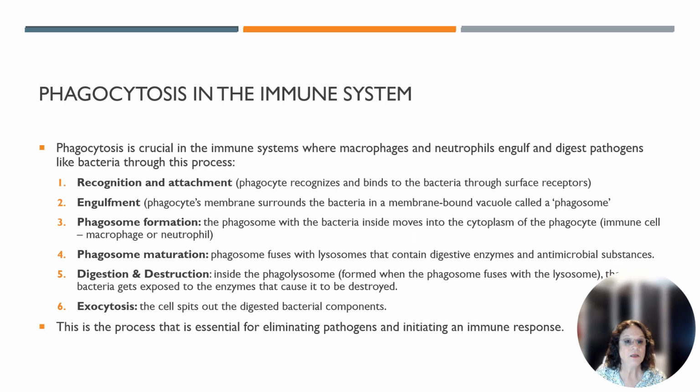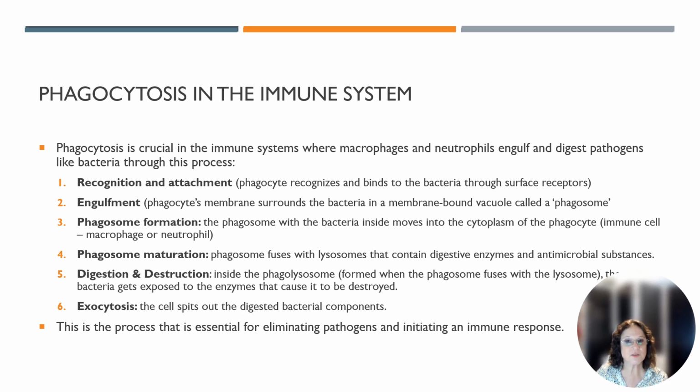So phagocytosis, we see it a lot in the immune system. And it's crucial to our body's ability to respond to bacteria and other microorganisms and get rid of them. So how it works is through basically 6 different steps here. So recognition and attachment. This is where the phagocyte, or the specific immune cell, recognizes and binds to the bacteria through surface receptors. And we're going to talk about that in our immunity module in detail.